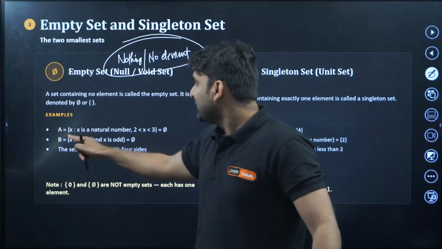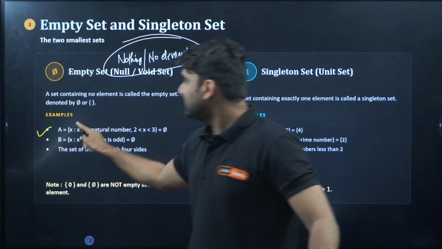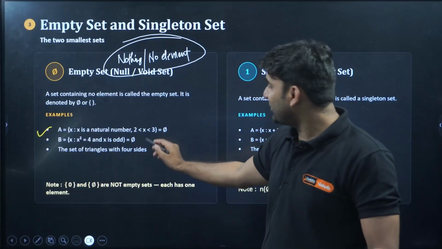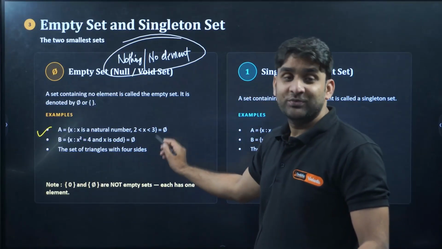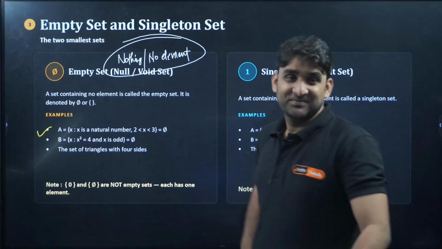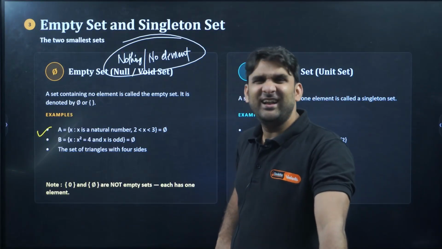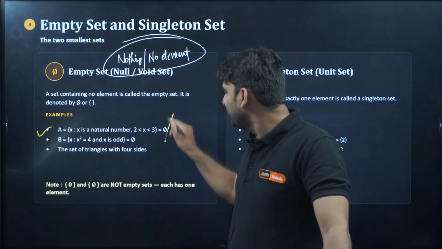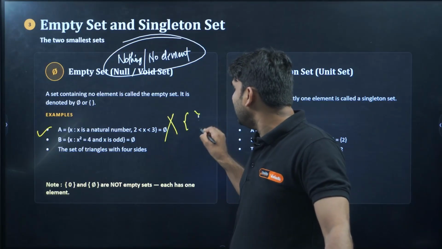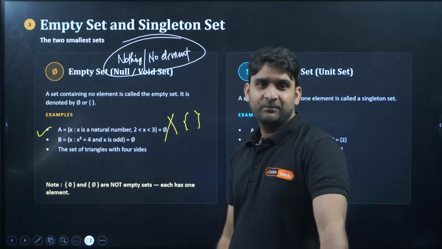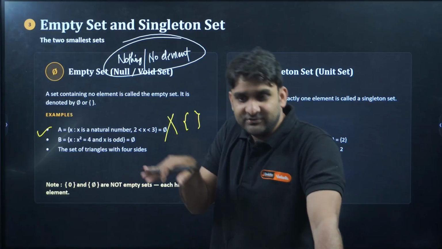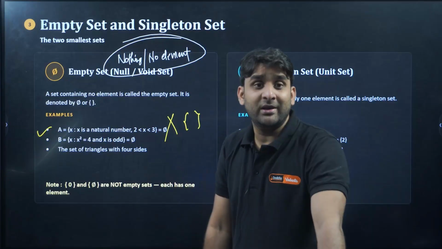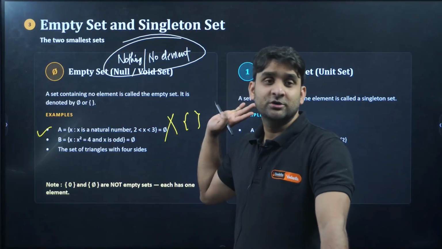So for example, A is the set of X such that X is a natural number greater than 2 and less than 3. Is it possible? Not possible. So we can't write any set for this given statement. Greater than 2, less than 3, and we want a natural number. A natural number can't be a decimal. So there will be no such possibility.